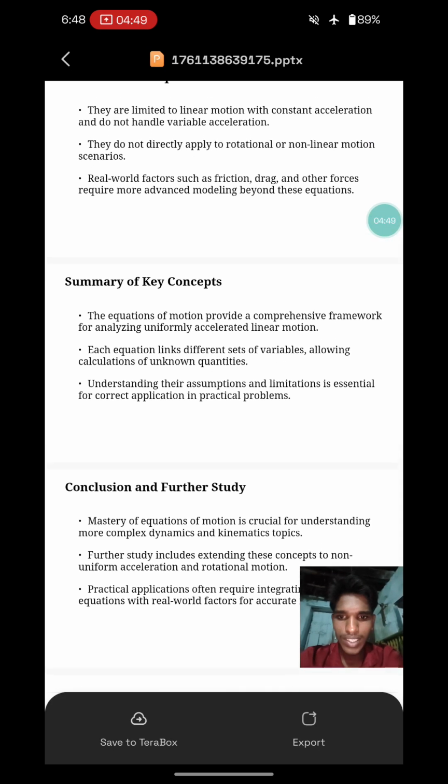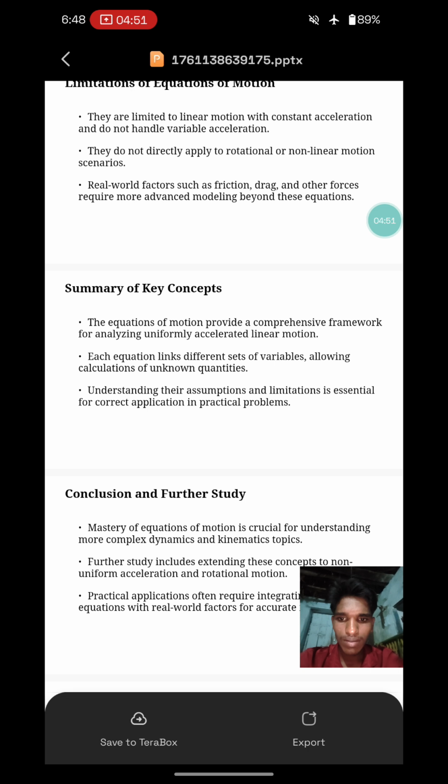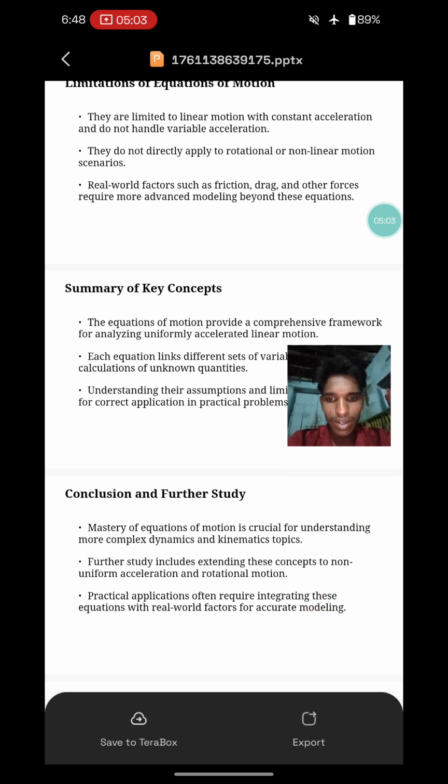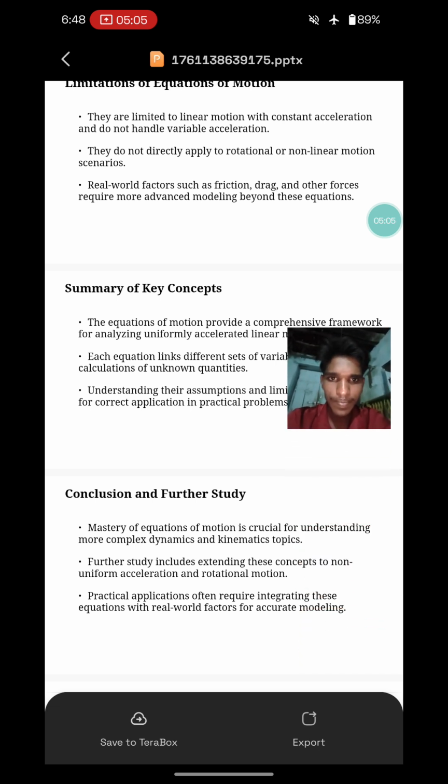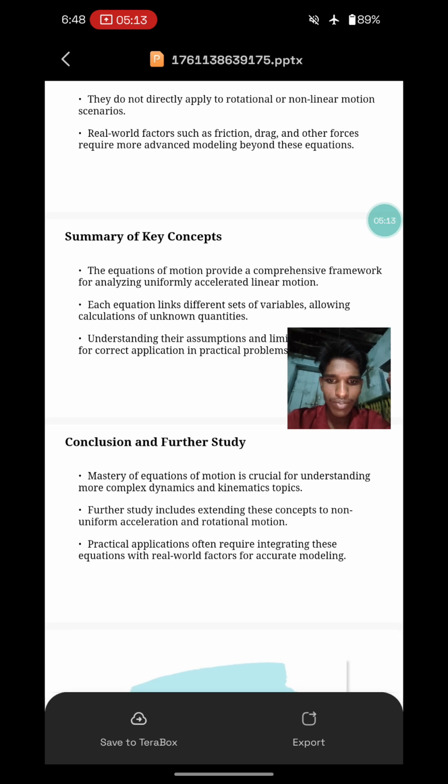Conclusion and further study. Mastery of equations of motion is crucial for understanding more complex dynamic and kinetic topics. Further study includes extending these concepts to non-uniform acceleration and rotational motion. Practical applications often require integrating these equations with real-world factors for accurate modeling.